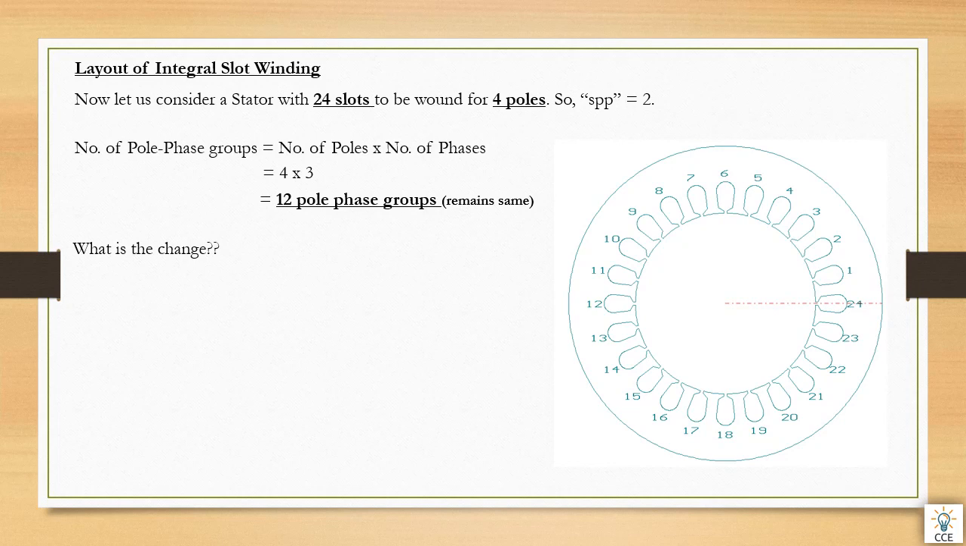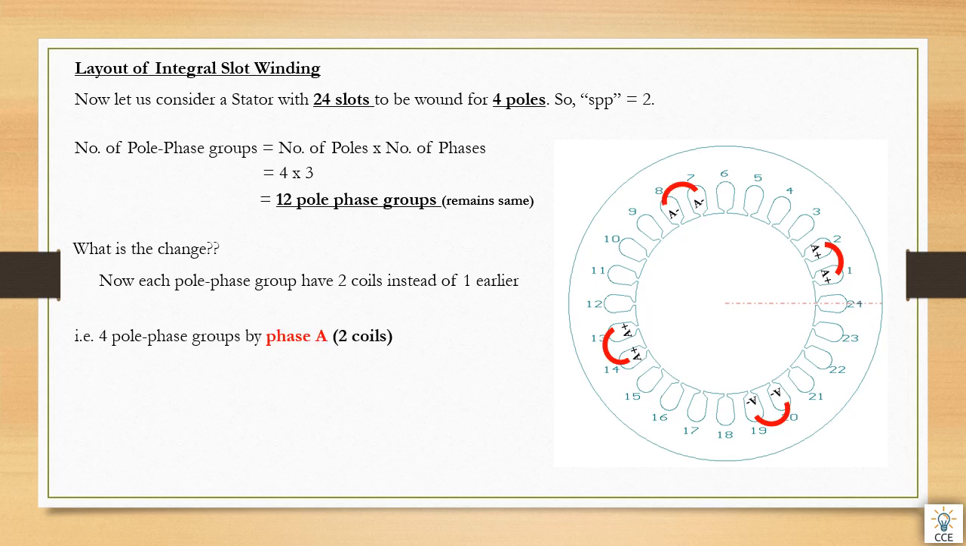So what is the change? Here the change is now each pole phase group will have two coils instead of one earlier. So this is what I was saying. Now that same phase is distributed in two slots. In the earlier case, in the 12 slot case, each phase coil was there for one slot only. Here each phase will have two coils, so distributed in two slots.